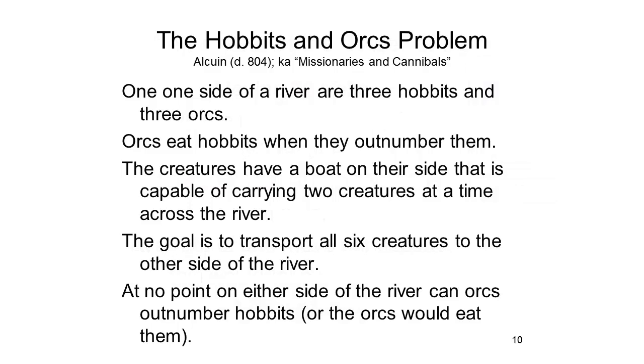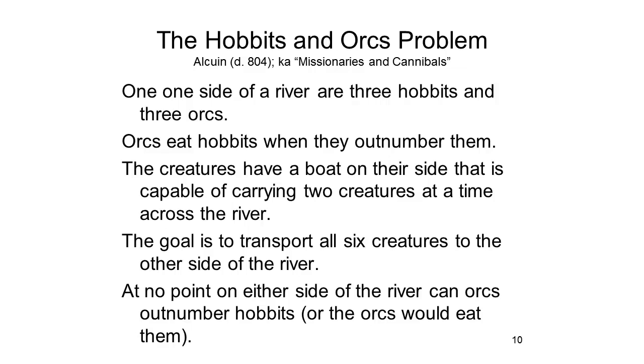A similar problem is now known as the Hobbits and Orcs problem. In the 19th century, it was known as the Missionaries and Cannibals problem, but it has a long history. It was originally devised by Alcuin, a medieval English monk who died in the early 9th century. Anyway, in the modern version, we have 3 hobbits and 3 orcs on one side of a river. You probably remember the hobbits and orcs from J.R.R. Tolkien's Lord of the Rings. Orcs eat hobbits when they outnumber them.